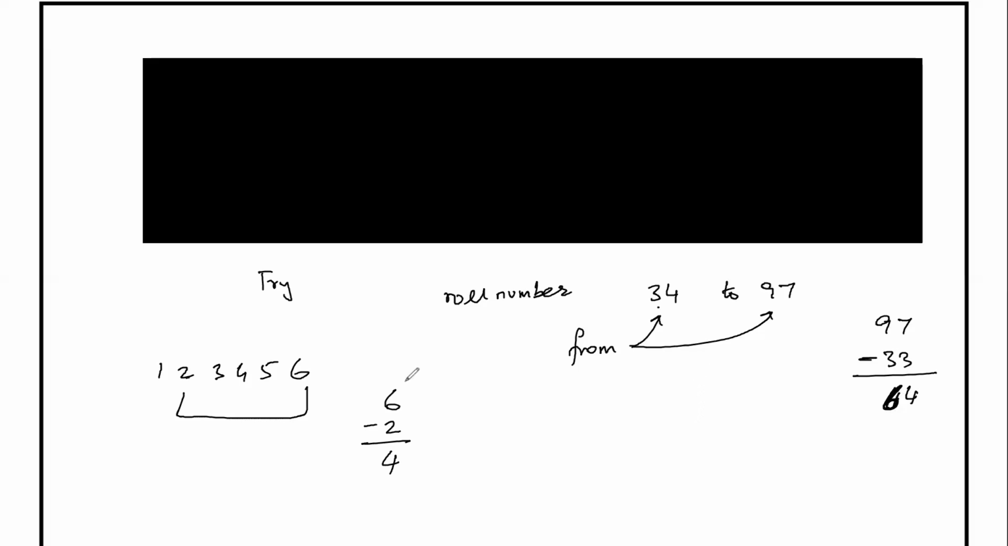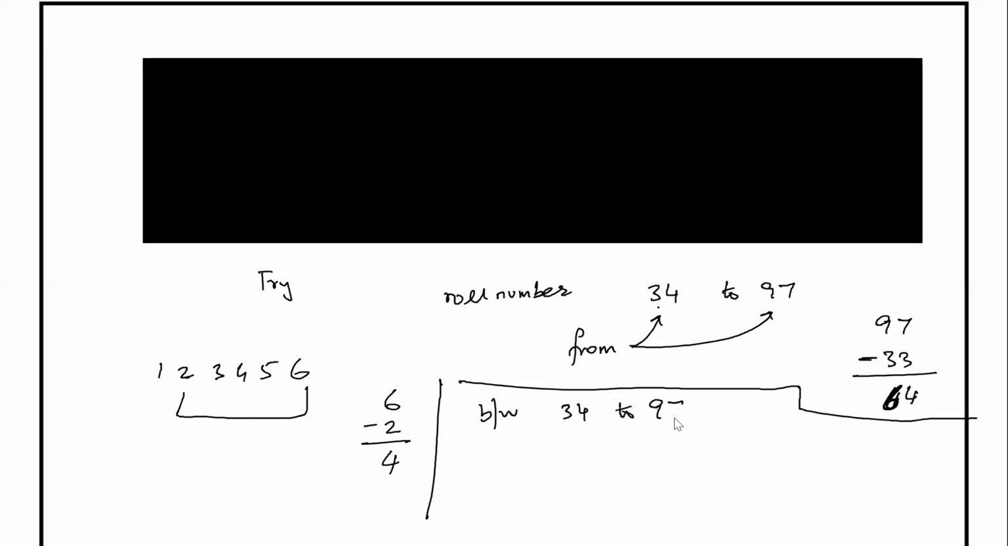And similarly, if the question was, I'll just leave it out here so that you can look at it. Roll number between 34 to 97, how many students are there between 34 to 97? So between 34 and 97, you cannot include 34 and 97. So then again, if you were to do 97 minus something.